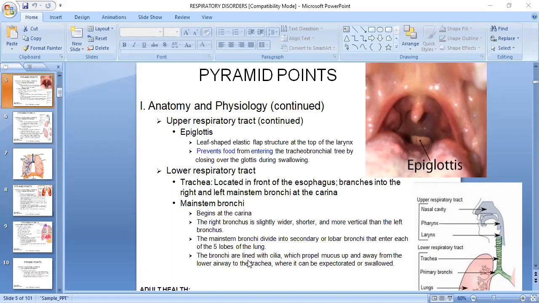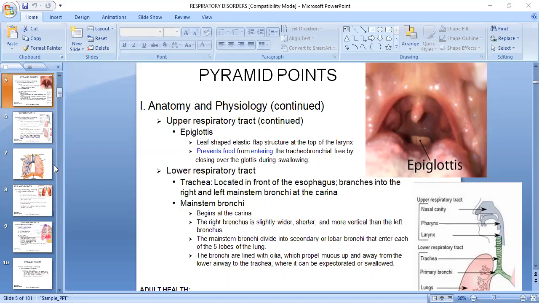And the bronchi are lined with cilia, ciliated. So when any infection or dust material enters inside, the cilia try to catch it.